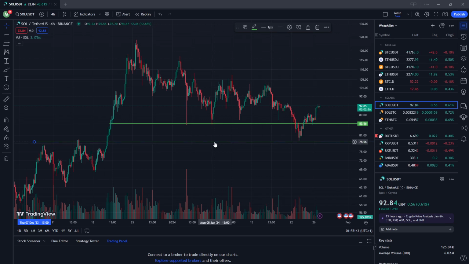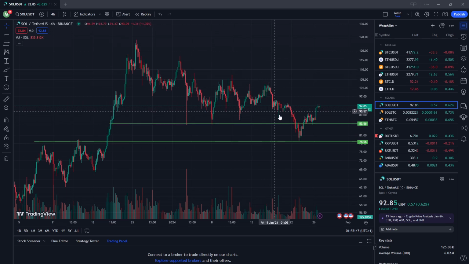Oh wait, I pressed the wrong one. This one I have to press. So now it's a little bit thinner, so I have a little bit of an indication of which are stronger, which aren't. But you can do the same for not only support lines, but you can also do it for resistance. So for example, the price is now kind of getting resisted over here.